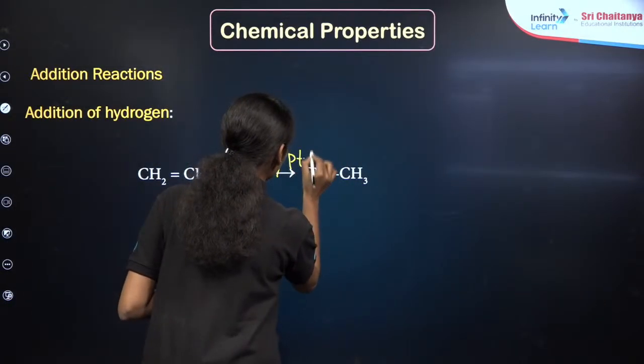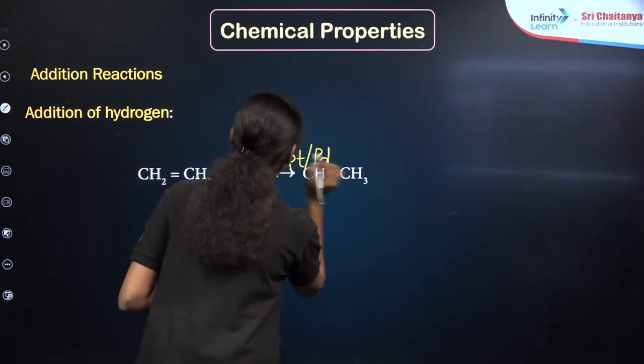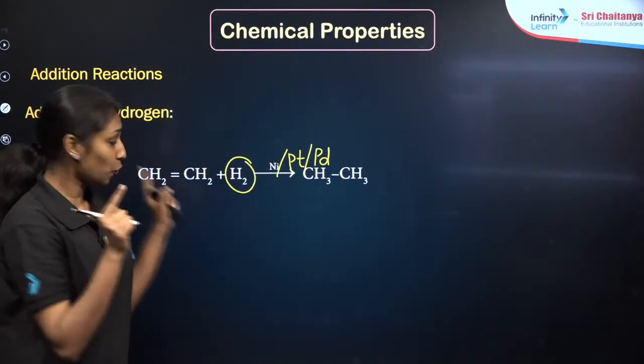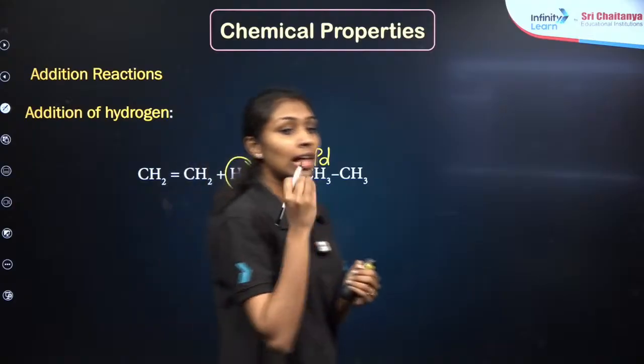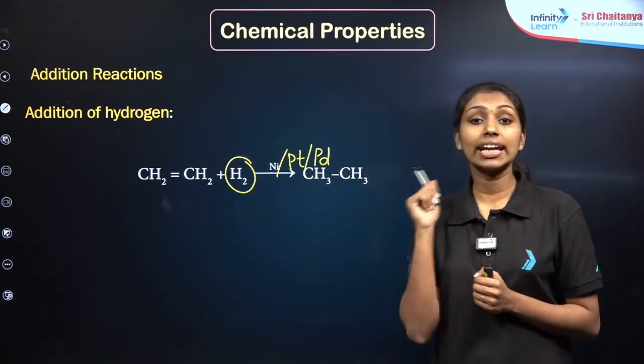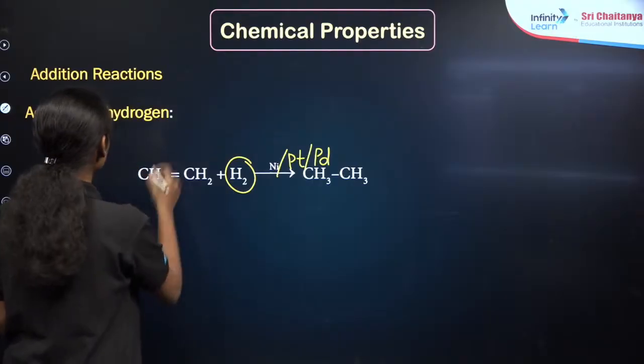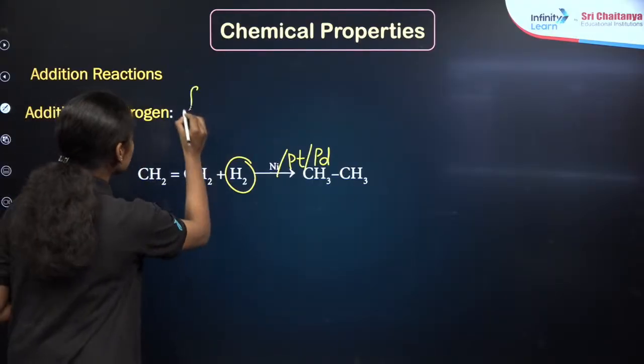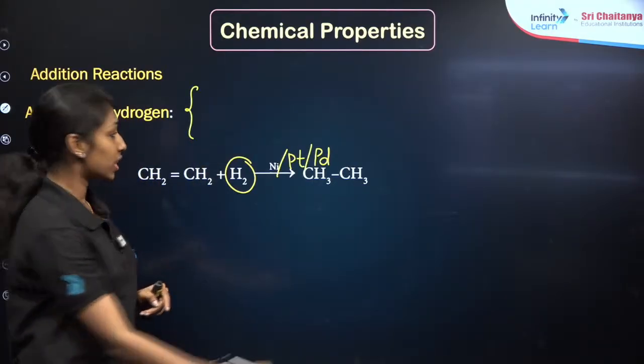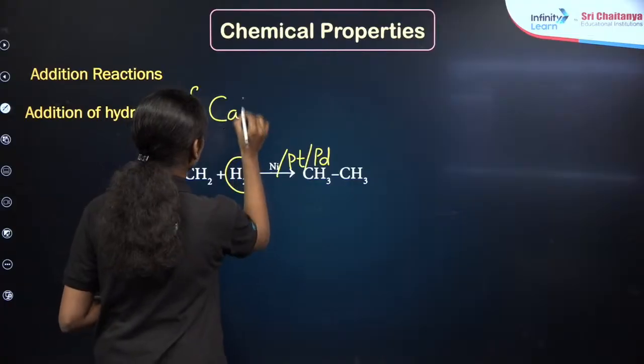If you add hydrogen to unsaturated hydrocarbons like alkenes or alkynes in the presence of nickel, platinum or palladium catalyst, we get the alkane, the single bond compound. So this is known as the addition of hydrogen, otherwise known as catalytic hydrogenation.